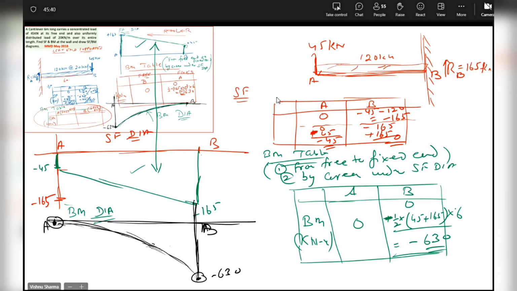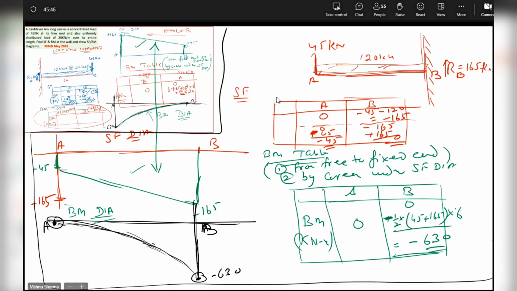Right hand supported, sorry. This is the case that we have solved. This is right hand supported. And this in the inset is the left hand supported. You can compare the two. Both are correct because he has not said which side is supported. You can compare the two, and if you have any confusion or want any more clarification on this, let me know, guys.